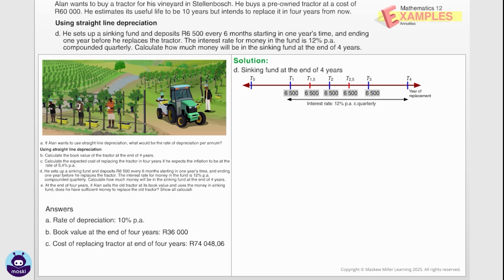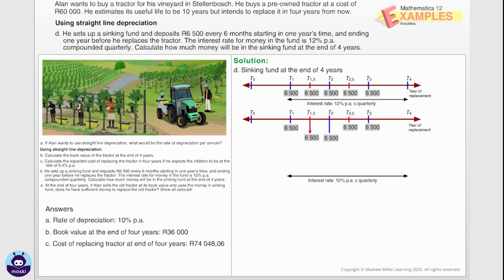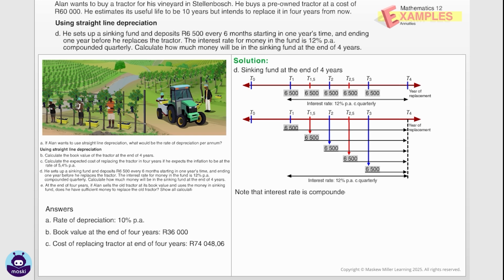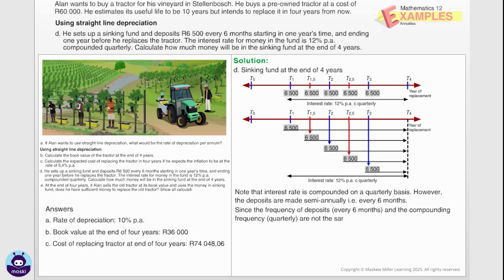We now need to calculate the period for which each deposit stays in the sinking fund and earns interest. Note that although the deposits end at T3, we need to determine the future value of each of the deposits at T4, when Alan intends to replace the tractor. Note that the interest rate is compounded on a quarterly basis. However, the deposits are made semi-annually, that is, every 6 months. Since the frequency of deposits, every 6 months, and the compounding frequency, quarterly, are not the same, we cannot directly apply the formula for future value annuity.